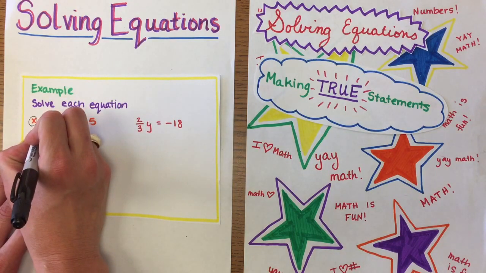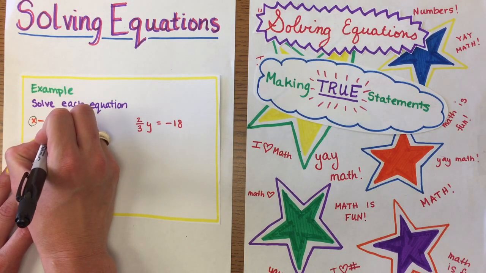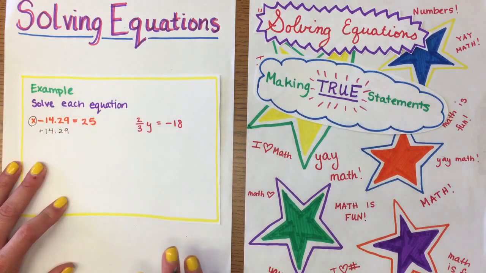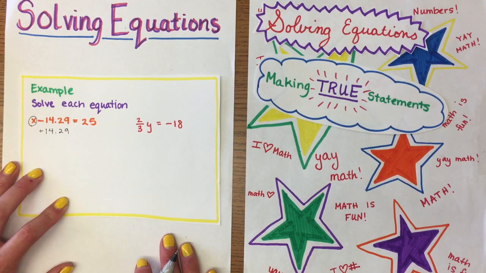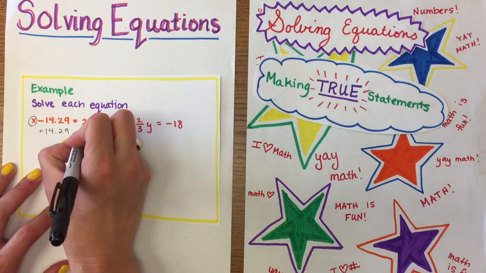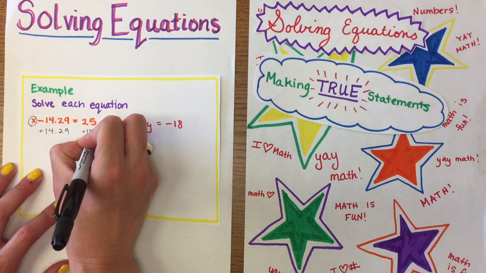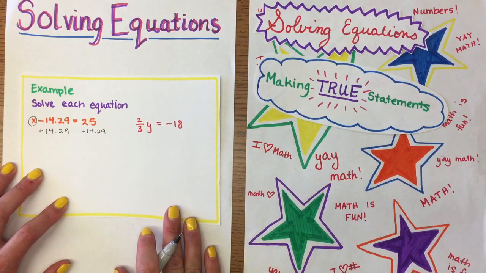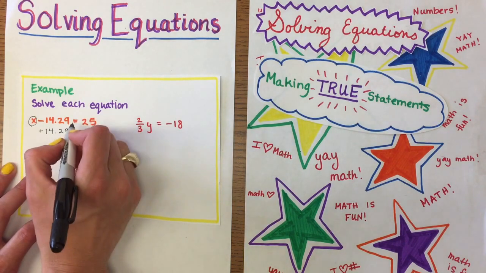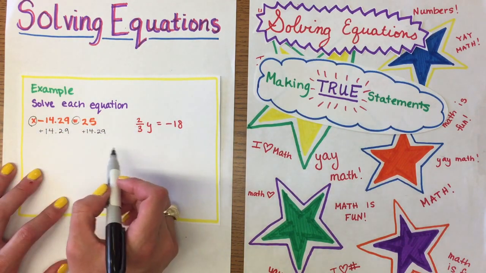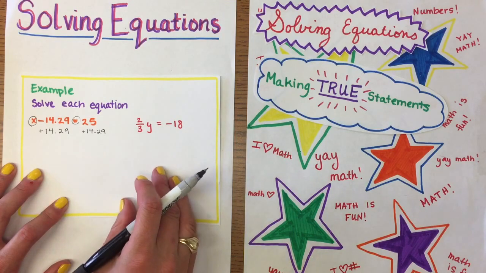So we're going to try to find equivalent statements that help get the variable by itself. I want to get rid of this negative 14.29, so I am going to add the additive inverse. But my addition property of equality says that if I add it to one side of an equation, I have to add it to the other side. This is an equation, there's an equal sign. So I am allowed to add something, but I have to add it to both sides.